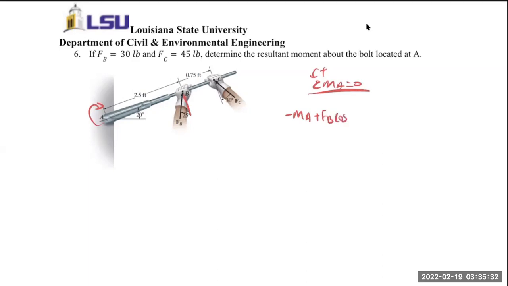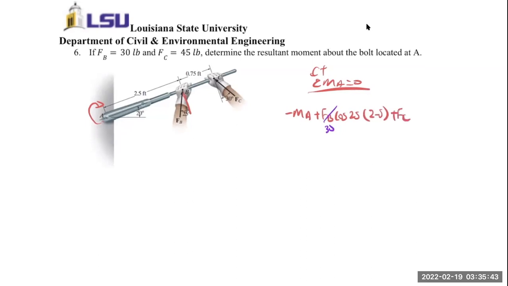This is cosine of 25, where FB is equal to 30 pounds. And then the perpendicular distance is 2.5 feet, plus FC, same thing. I have to take this FC, not this one, because this is at an angle as well. So if I take my FC cosine 30, my perpendicular distance is 2.5 feet plus 0.75 feet. FC cosine 30, 2.5 plus 0.75, equal to 0.